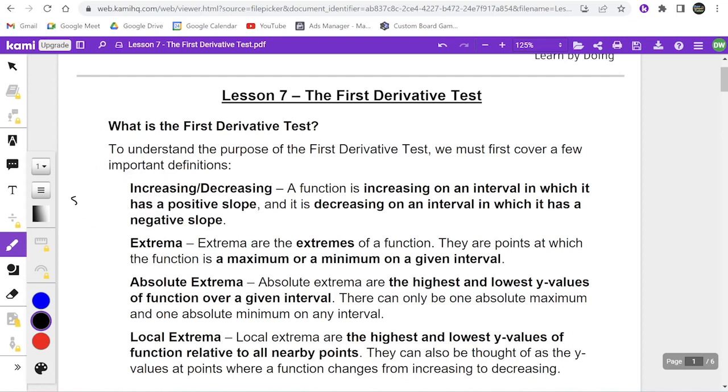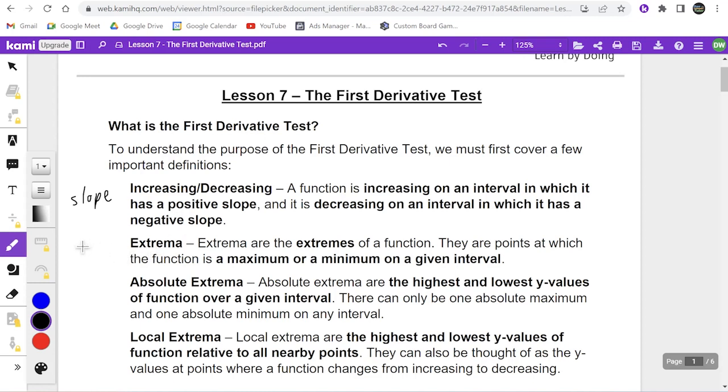Increasing and decreasing, we're talking about the slope. Obviously, increasing is a positive slope, decreasing is a negative slope. If you have a zero slope, then you're neither decreasing or increasing. We're not going to be looking at zero slope today, though. Not really.